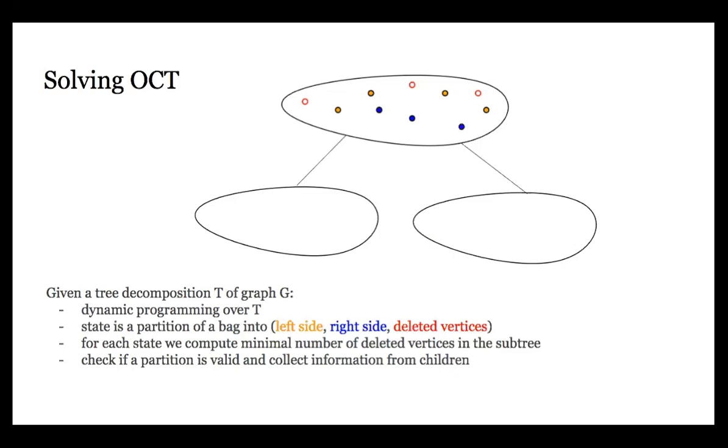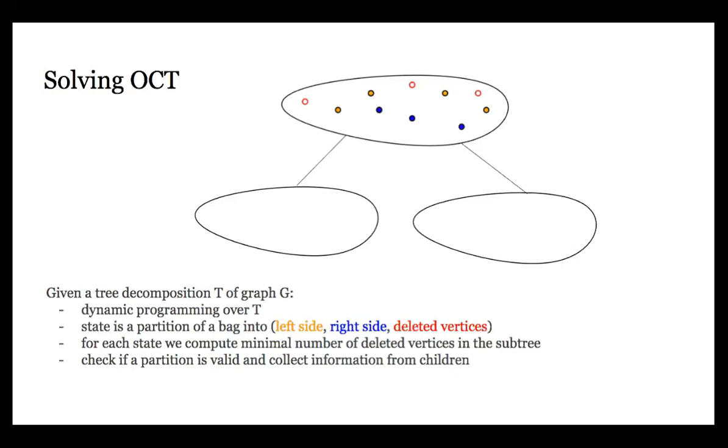For each state, we want to compute the minimal number of deleted vertices in the graph induced by vertices in the subtree rooted at this node. So everything that we need to do is to check if such a partition is valid, so if there are no edges between vertices of the same color, and to collect information from children of this node. This is a very basic example of dynamic programming over tree decomposition.